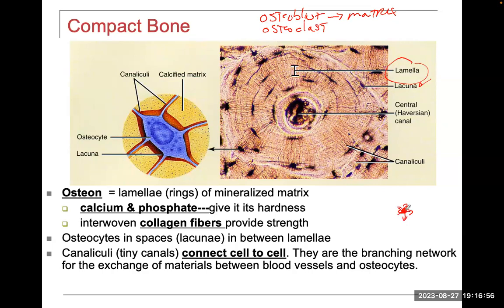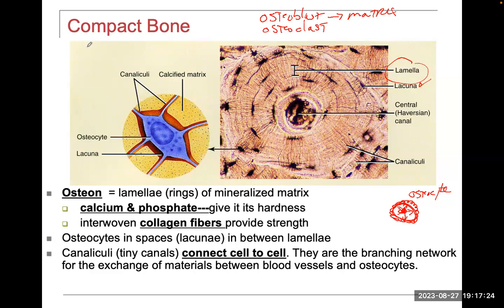eventually that cement is going to harden and it's going to get trapped, whereas everything around it is going to solidify, and the osteoblast gets stuck in its own matrix. It gets trapped and now it can't get out. This osteoblast evolves and becomes an osteocyte, which is a mature cell.